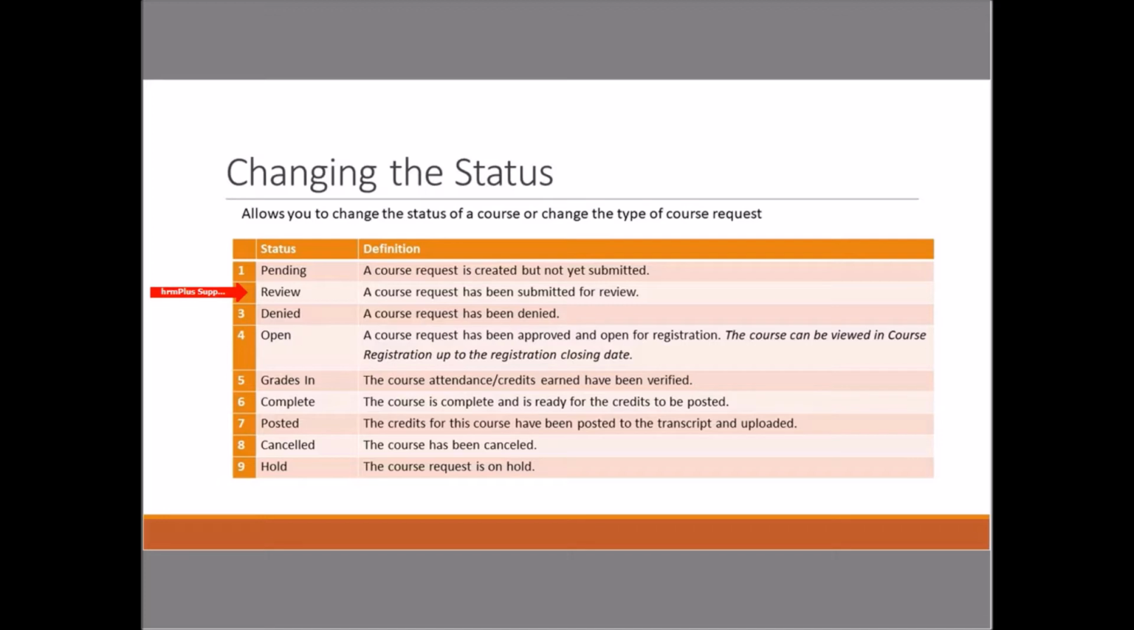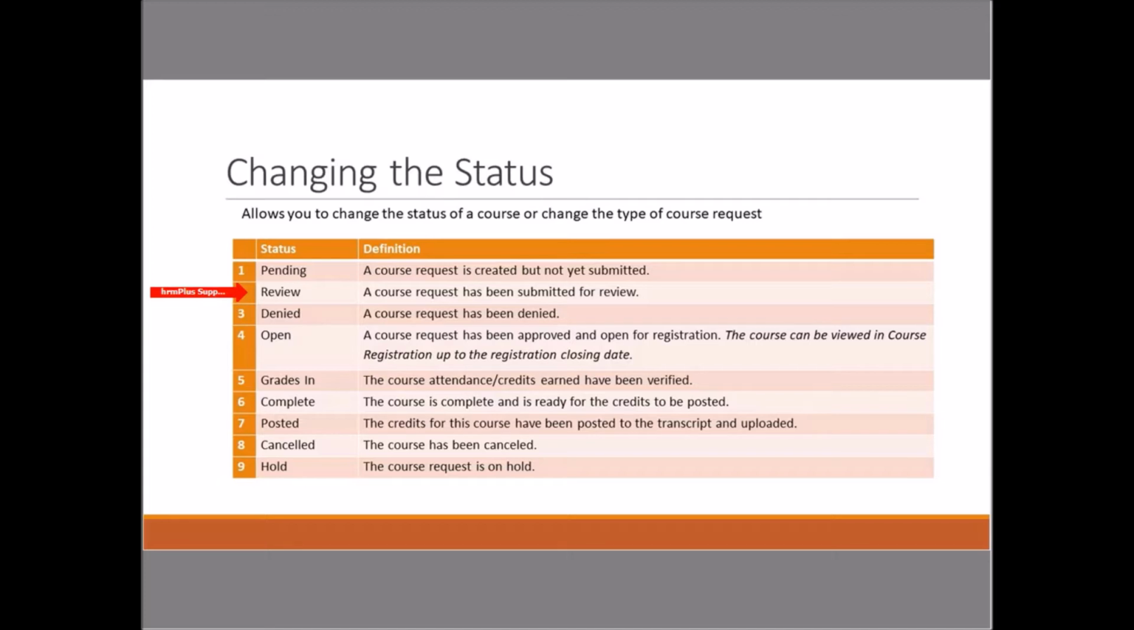So someone's gone ahead and created a course request. They've done all 7 screens, and they made it to that last screen where they pressed submit. And when they press that button, the status changes from pending to review, and the emails are sent out. An email goes to whoever is identified as the PD manager under one of the defaults in the lookup tables, letting them know that someone submitted a course.